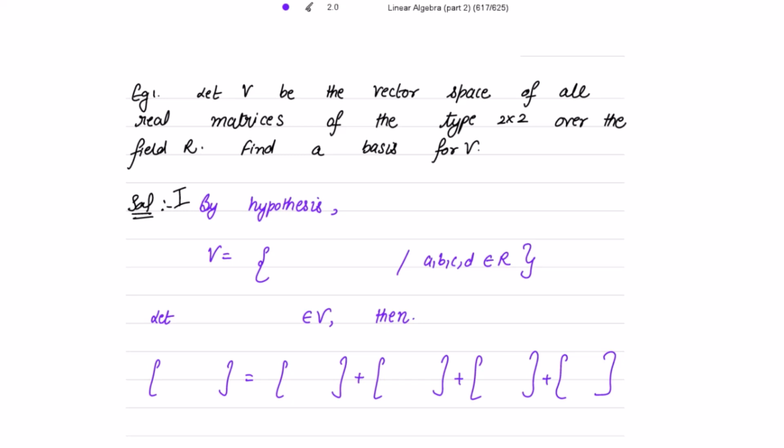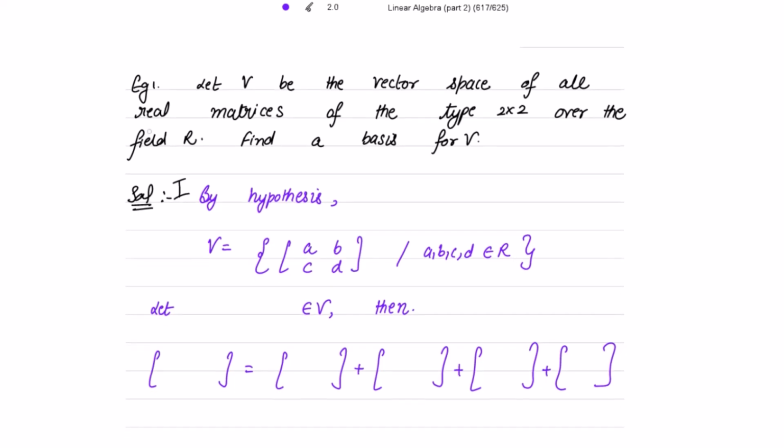Let's do the examples. Example 1. Let V be the vector space of all real matrices of the type 2 by 2 over the field R. Find a basis for V. So here, what kind of matrix is given to us? It is a 2 by 2 real matrix, right? So by hypothesis, let's take V equal to the 2 by 2 matrices [a, b; c, d], where a, b, c, d belong to real numbers as it is given that this is a real matrix.